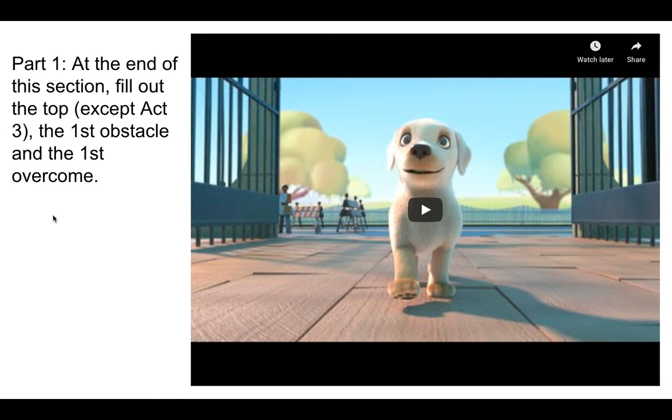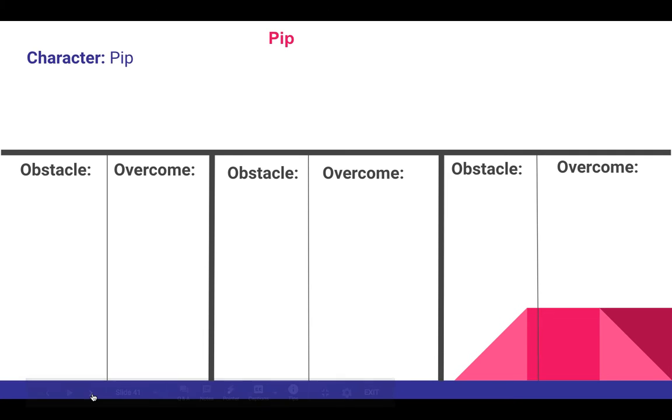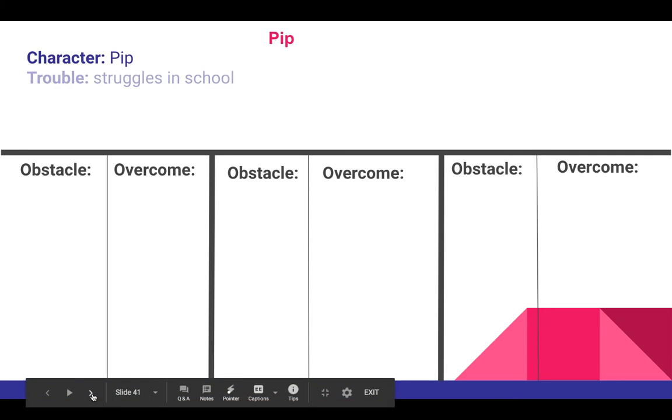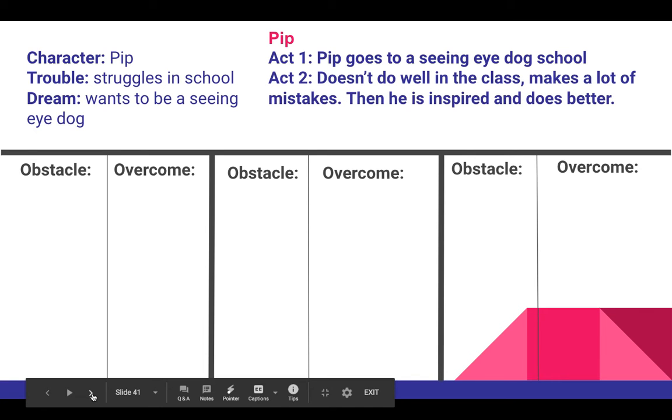Okay, so we're going to fill out the top section, except for Act 3, the first obstacle and the first overcome. So the main character is Pip. His trouble is that he struggles in school, and his dream is he wants to be a seeing eye dog. So, Act 1, Pip goes away to a seeing eye dog school. In Act 2, he doesn't do well in the class, he makes a lot of mistakes, and then he's inspired to do better.